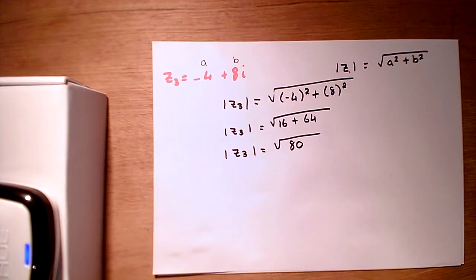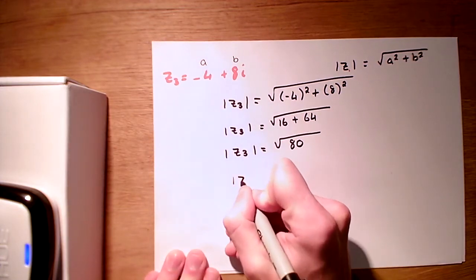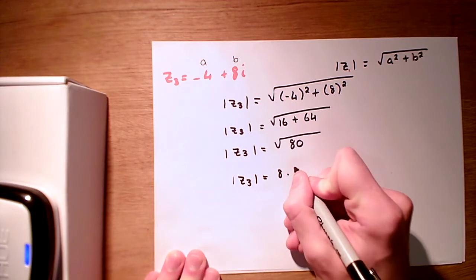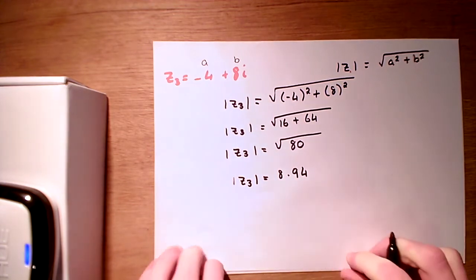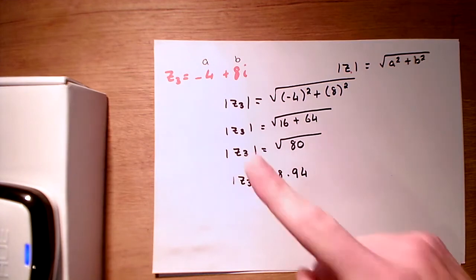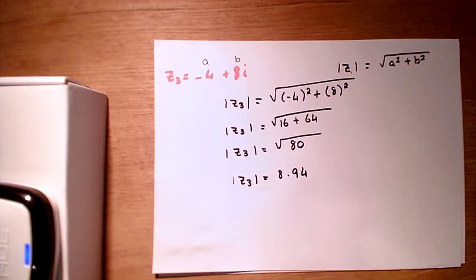We can, of course, find this as a decimal, and if we were to do so, the square root of 80, what we would find is that the modulus of Z3 is equal to 8.94 rounded to 2 decimal places. So the length of the line segment from the origin to this complex number Z3 is 8.94 units.